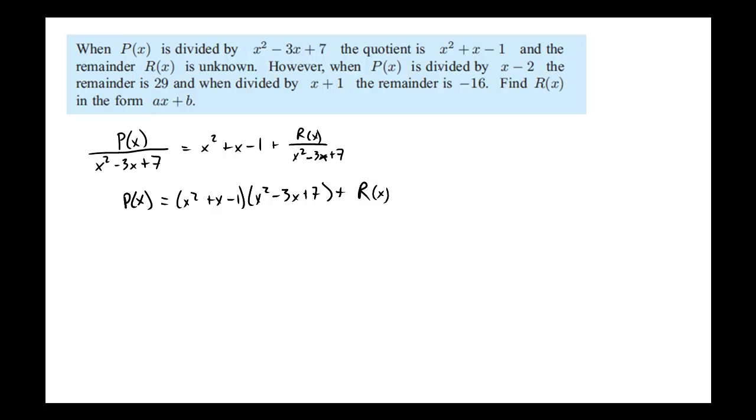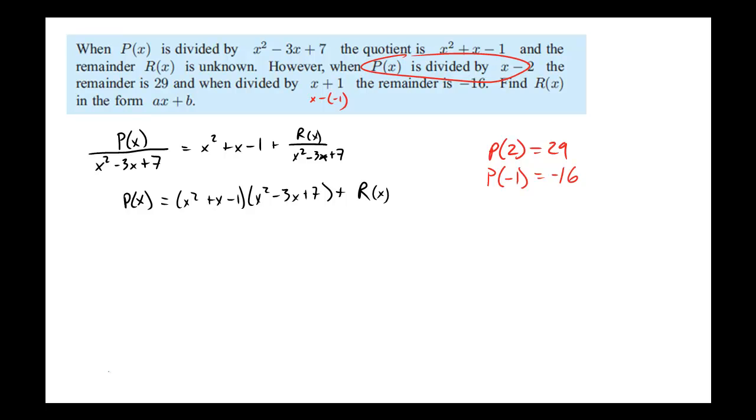Now, this says when p of x is divided by x minus 2, the remainder is 29. So what does that mean? Well, according to the remainder theorem, that means that p of 2 is equal to 29. And when divided by x plus 1, the remainder is negative 16. So that means that p of negative 1, because this would be x minus negative 1, right, equals negative 16. So we actually have a couple of data points there that we can put in to try to find out what the remainder is then.